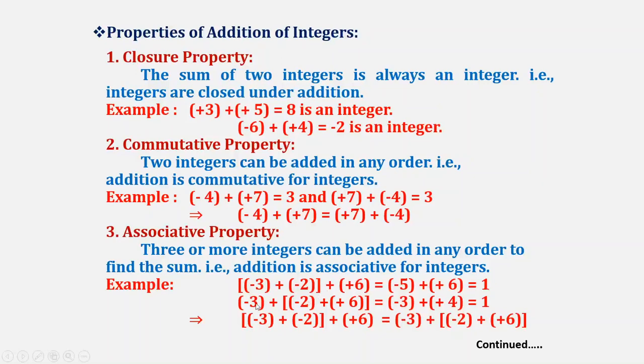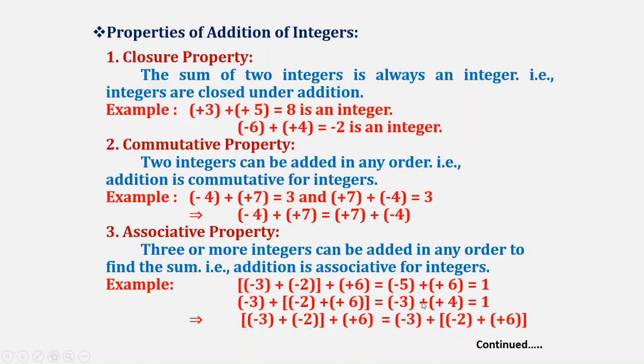So now I am taking minus 3 as the first number, and minus 2 and plus 6 as the second group. So first I am taking the minus 2 and plus 6. By adding minus 2 with plus 6, you will get plus 4 here. So now I am adding minus 3 with plus 4, you will get plus 1, because minus 3 and plus 4 have different signs.